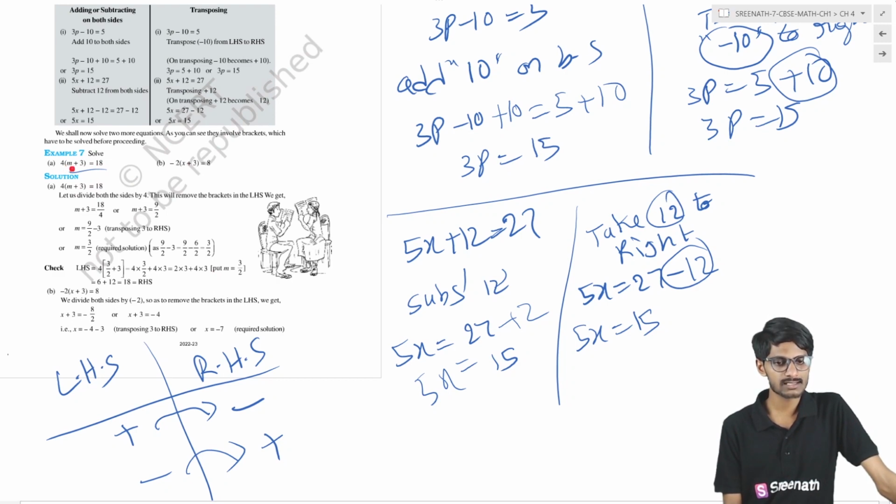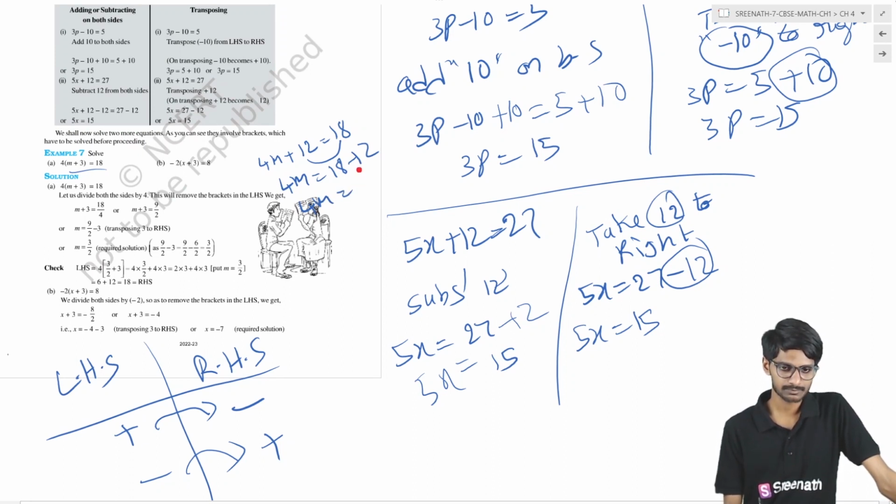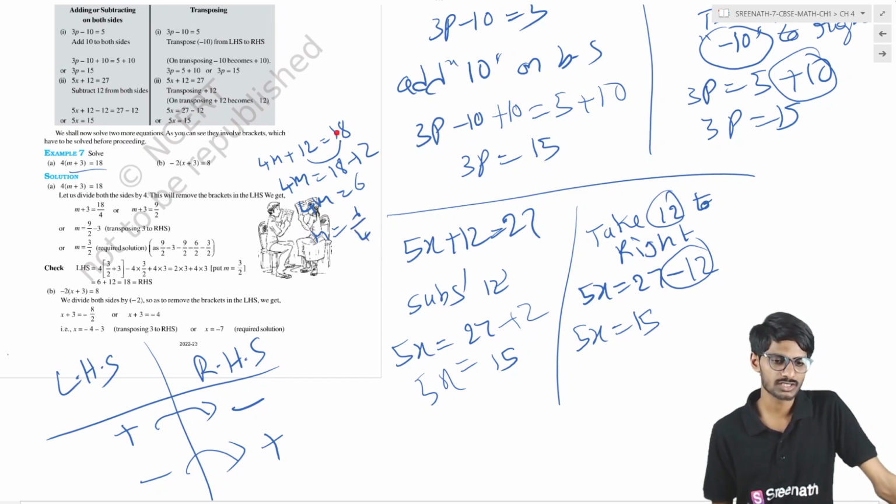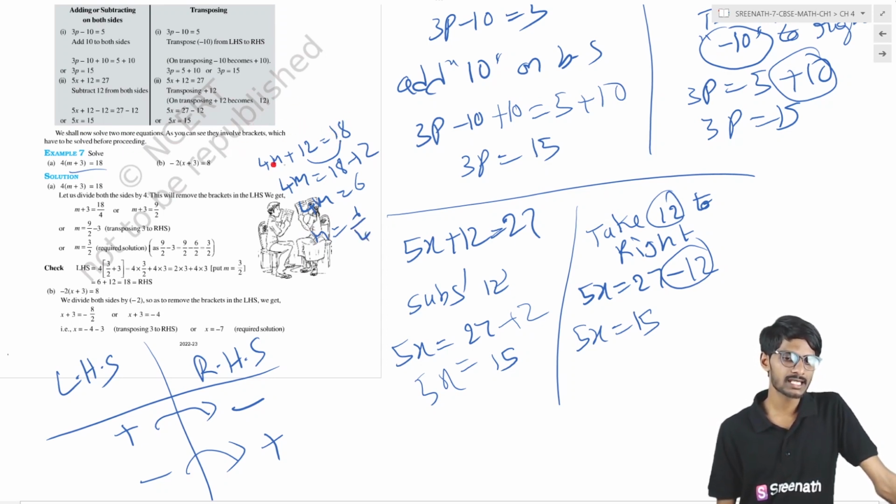So basically here there is 4(m + 3), which means 4m + 4 × 3 = 12, that is equal to 18. You can transpose this: 4m = 18, basically it is plus 12, after shifting it becomes minus, so minus 12. So 4m is equal to 18 minus 12, which is nothing but 6. Then m equals 6 by 4. Like that you have transposed it.